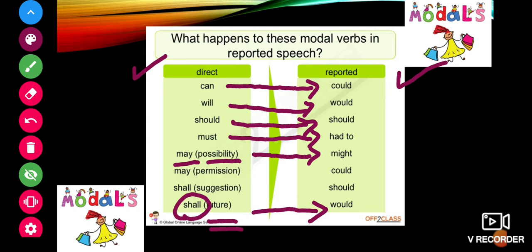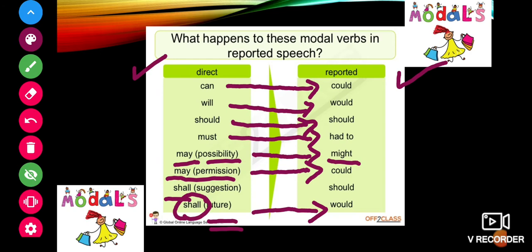Here, in this sentence, may indicates the possibility that I may or may not go tomorrow. So in that case, may will change to might, and the sentence will become, I might go tomorrow. But if may is used to ask permission, like, may I come in, sir? In that case, may will change to could, and the sentence will become, could I come in, sir?